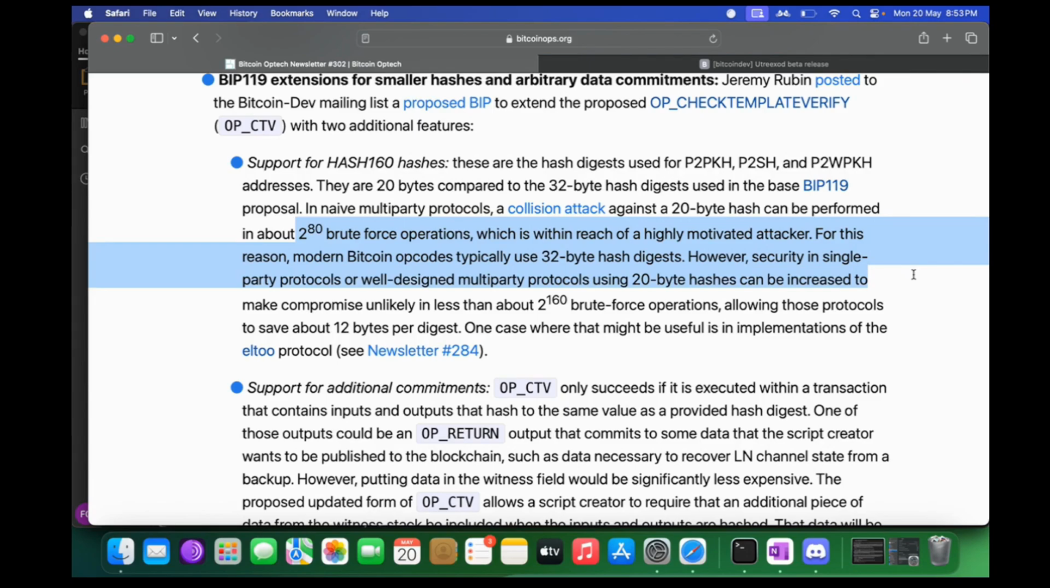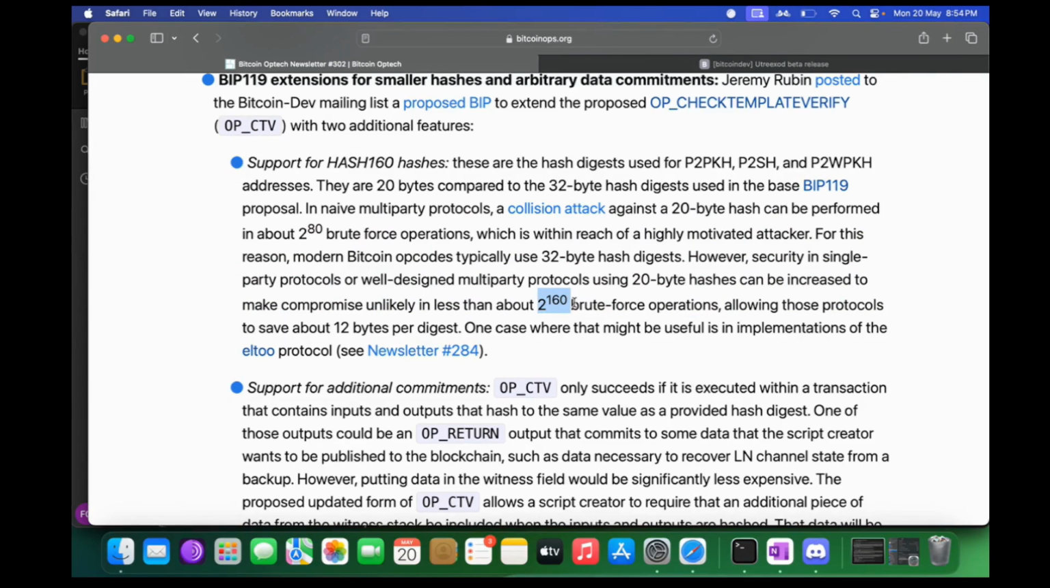However, security in single-party protocols or well-designed multi-party protocols using 20 byte hashes can be increased to make compromise unlikely in less than about 2 to the power 160 brute force operations. There is some cryptography that you can do to optimize a 20 byte hash output and make the attacker perform these many brute force operations instead of those. So even though we are compromising on the security, there are protocols in place that we can deploy to enhance the security of a 20 byte digest to these many brute force operations.